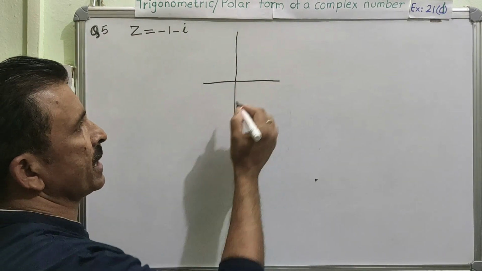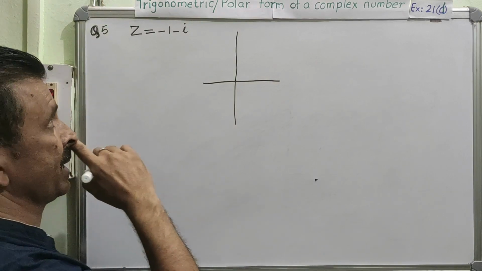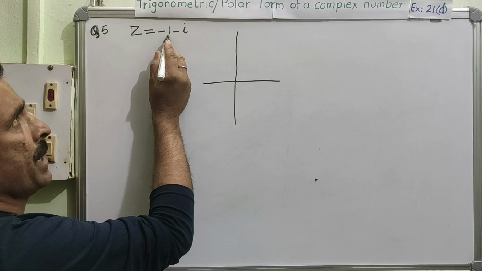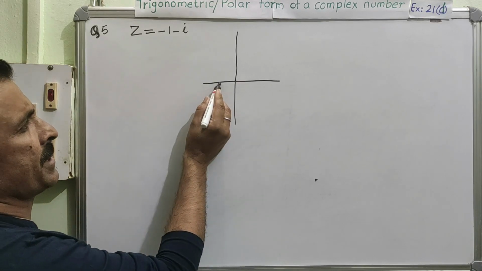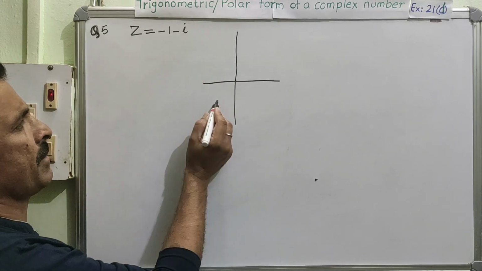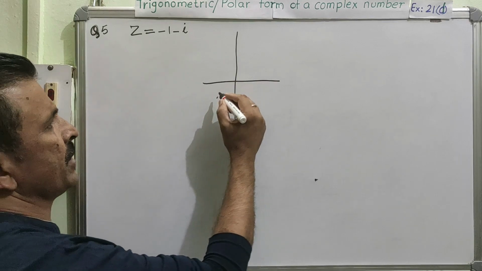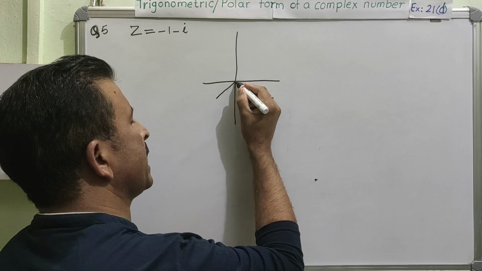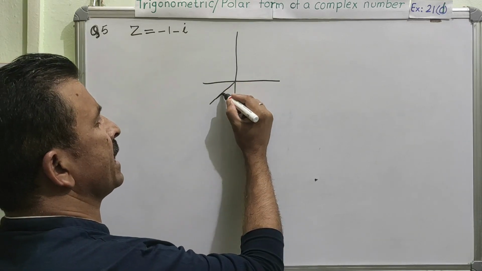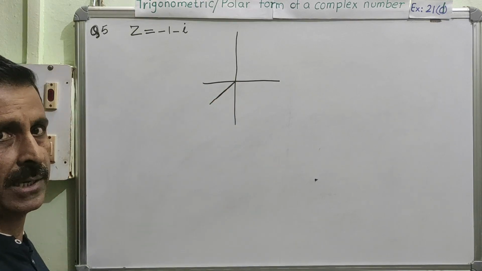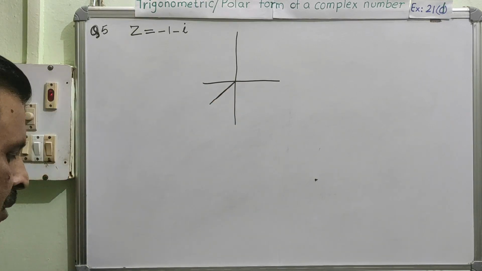So draw this coordinate. Now let's plot it. The x coordinate is -1, so -1 will be somewhere here. And y also is -1, that means it will be below this. That means the point will be here. When we join it with the origin, we can see that this line represents your complex number and it lies in the third quadrant.